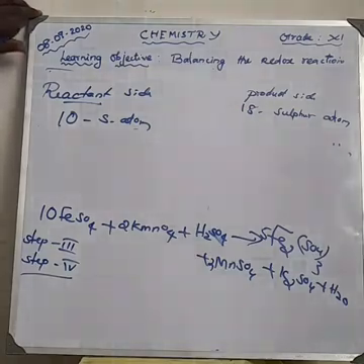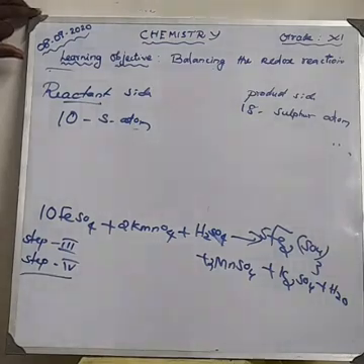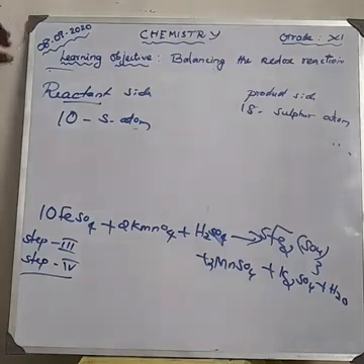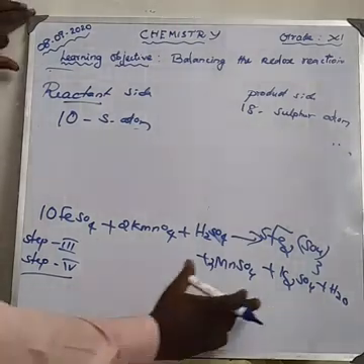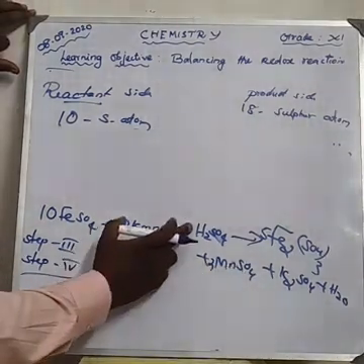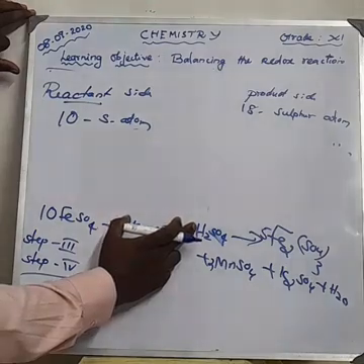So how can we balance that? Here, there is a difference between sulfur: here having 10 sulfur, there having 18 sulfur. The difference is 8 sulfur. So the reactant side has to be balanced by multiplying sulfuric acid by 8. Here it should be sulfuric acid, multiplied by 8.